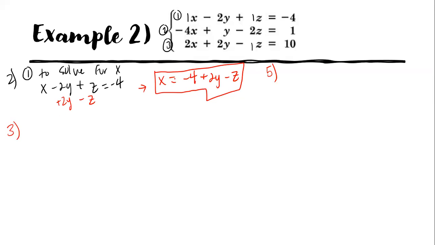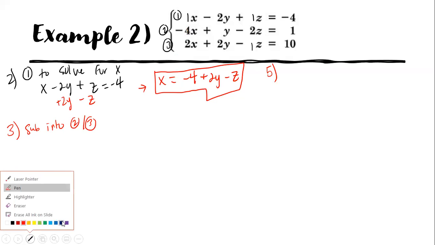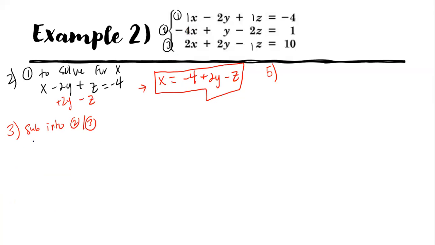Step 3, I'm going to substitute this value into the other 2 equations, equation 2 and 3. So I have -4 times (-4 plus 2y minus z), close parentheses, plus y minus 2z equals 1. That's one that I'm substituting into.